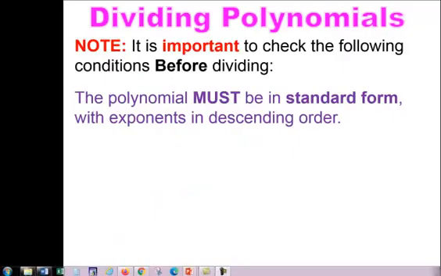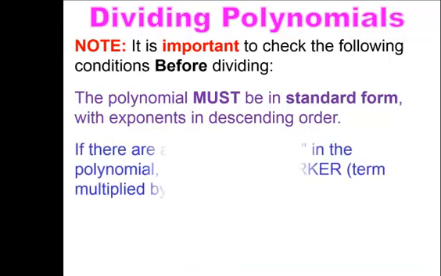So before we start dividing polynomials, it is important to check the following conditions before dividing. The first condition is that the polynomial must be in standard form with the exponents in descending order. And what that means is you need to have the term with the highest exponent in the first position, and then it goes in descending order all the way down to the constant.